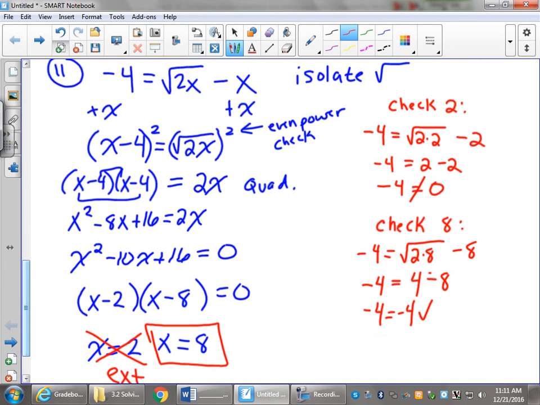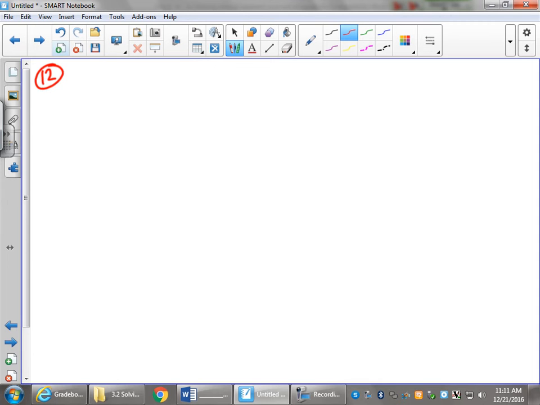Number 12. We have the square root of 3x plus 2 minus 2 radical x equals 0. What makes this example different than the ones we've done so far? I strategically choose my examples. I know they seem like a lot, but they all have something different to touch upon. What's different about this one?